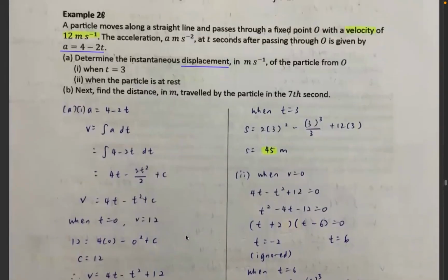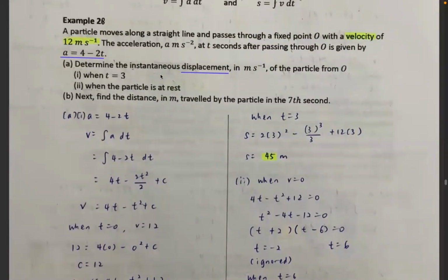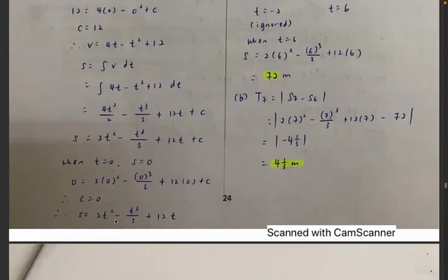And then let's read the question again. Determine the instantaneous displacement when t equals 3. So now you just have to substitute t equals 3 back into the displacement function.